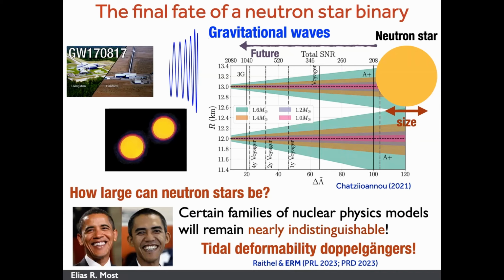Those have the property, just like this double of Barack Obama here, that if you look from afar, they almost look the same. If you look very close, they may be different. And there are specific nuclear models that will evade what a gravitational wave detector can actually distinguish. But those are very rare, and I hope we will not have to deal with them moving forward.